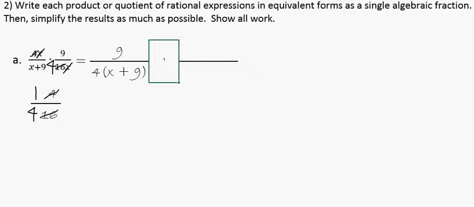Next thing I have to do to get this in standard form, I'm going to distribute and get rid of the parentheses. On the top, there's nothing I can do. There's no like terms to combine. There's no parentheses to get rid of. I just have 9.